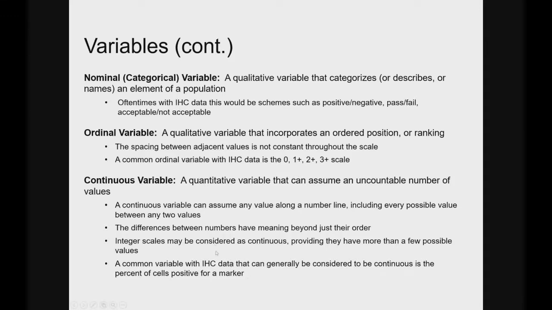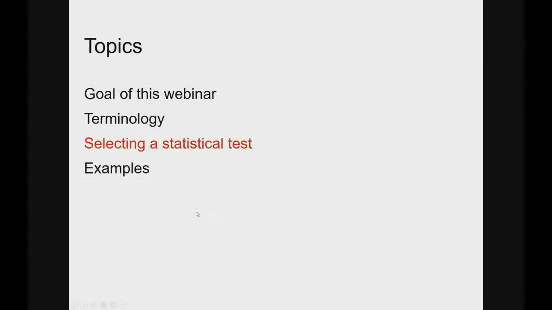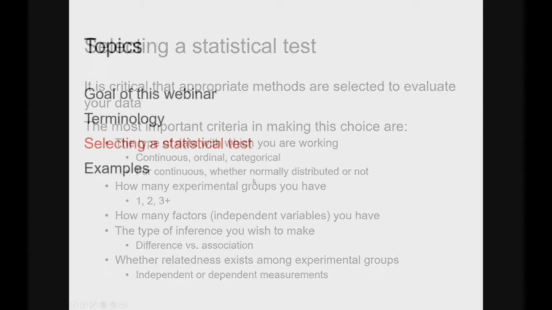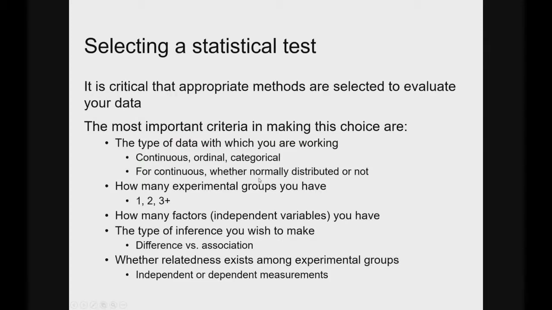We can actually consider integer scales as continuous, providing they have more than a few possible values to them. And so that's why I referenced computing percentage of cells positive for a marker as a continuous variable. If you're sitting there actually counting cells on a slide and writing down that you saw 27 negative cells and 45 positive cells, right, then you can calculate a percentage out of that. So you don't have infinite possibilities necessarily there, but you can still consider it as a continuous variable in most cases. So I hope that's clear.